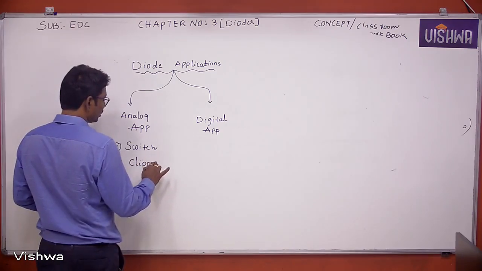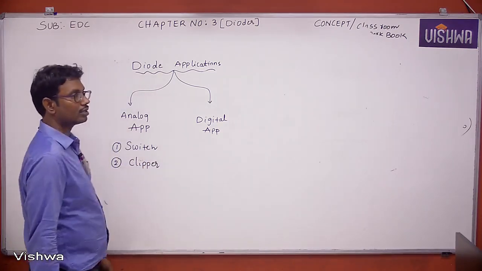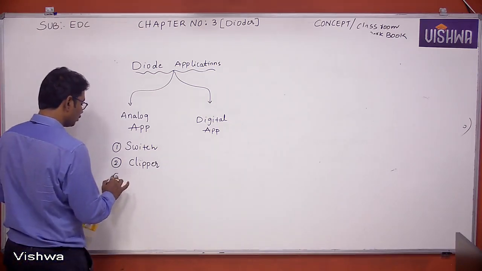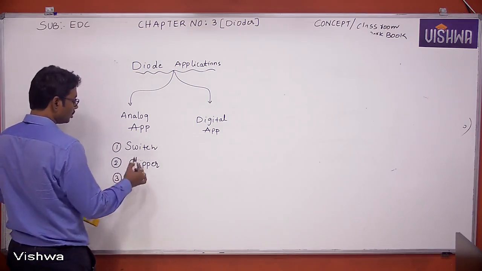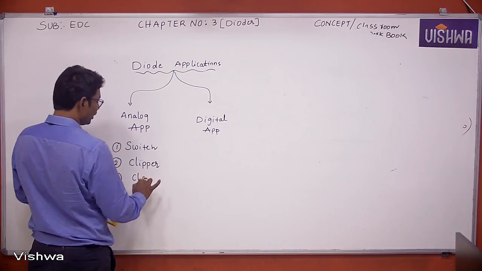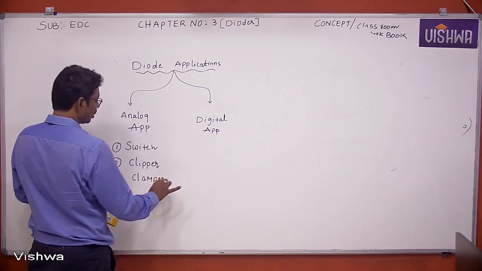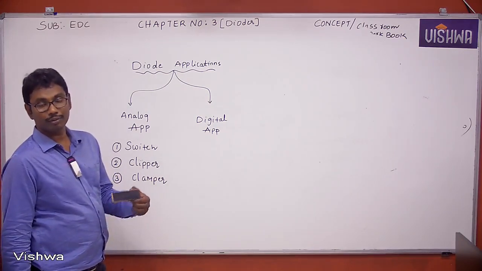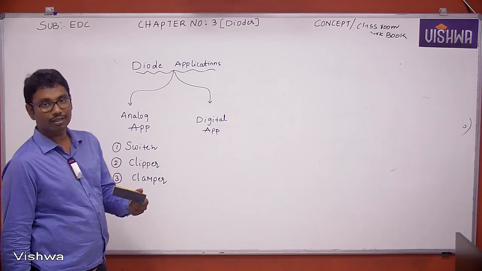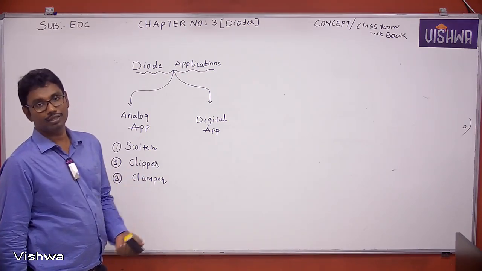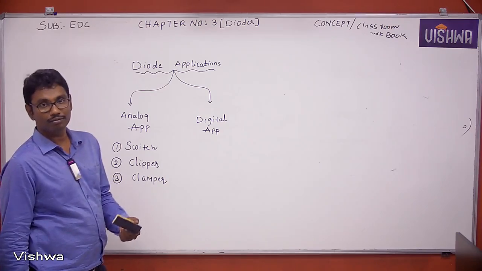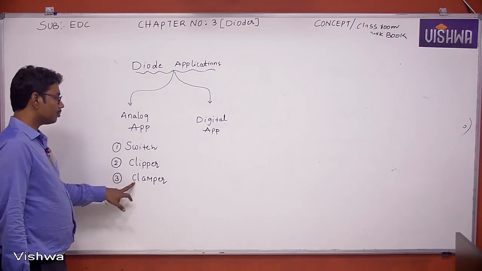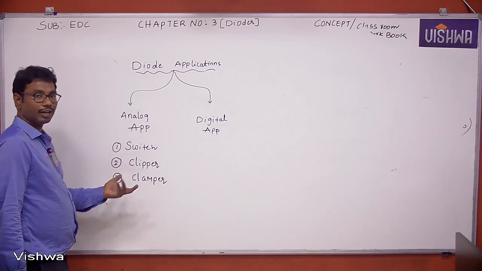Coming to another application, actually clipper. My diode also can perform the clipping action. Clipping action is nothing but removing the unwanted or undesired portion. With the help of a diode, we can remove the unwanted portion. And next one, my diode also can perform clamping action. A clamper is nothing but adding a DC component to the input signal. Because of the DC component, the signal is shifting either upward or downward. That can be performed with a diode, so we can use it in a clamper, right?